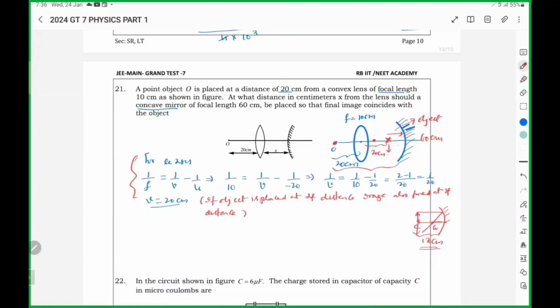So that 120 centimeter must be here. This must be the center of curvature, 120. So then the object is placed here at 2f distance. Again, the image will be formed at 2f. I hope you understood.